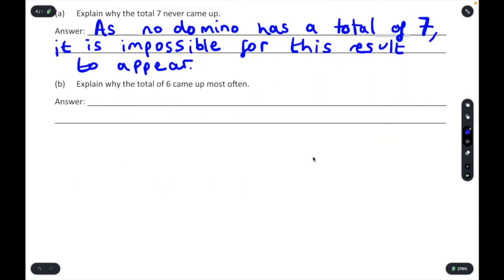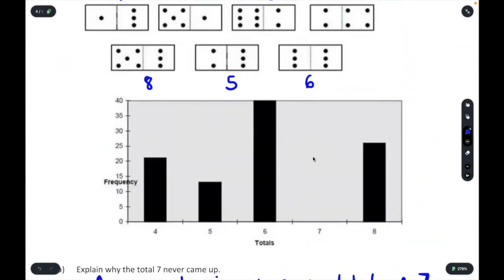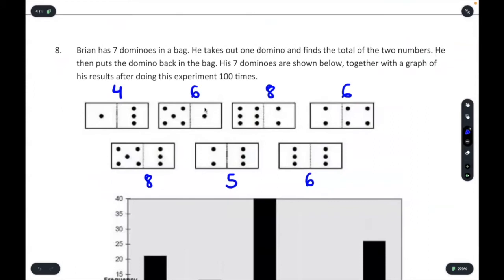Part B then asks us to explain why the total of 6 came up the most often. Well, if we look at the possibilities that we had, our totals, they were 4, 6, 8, 6, 8, 5, 6. There are 7 different possibilities of dominoes that we can get. 3 of those are 6s, so 3/7 chance that we're going to get a total of 6. 2/7 chance we'll get a total of 8, 1/7 chance we'll get a total of 4, and 1/7 chance that we'll get a total of 5.